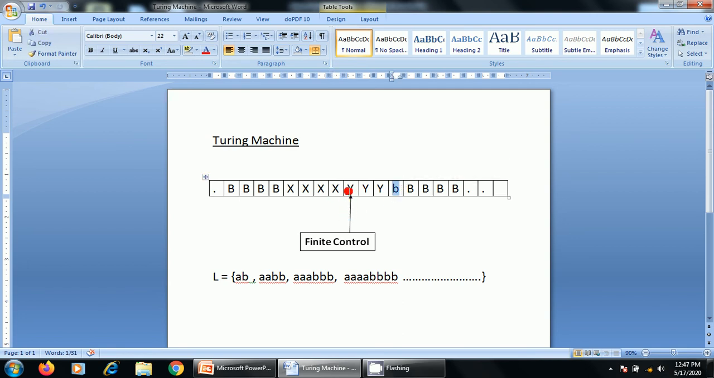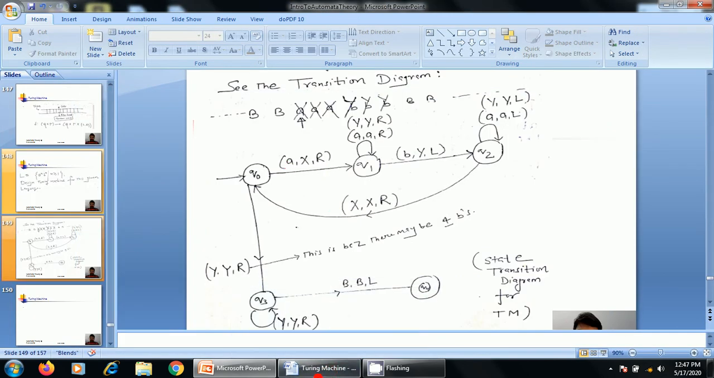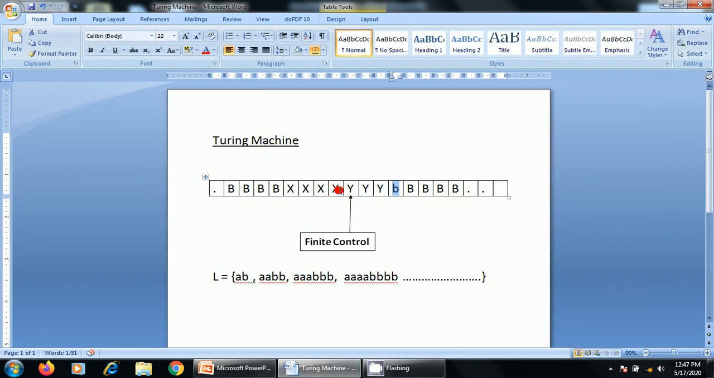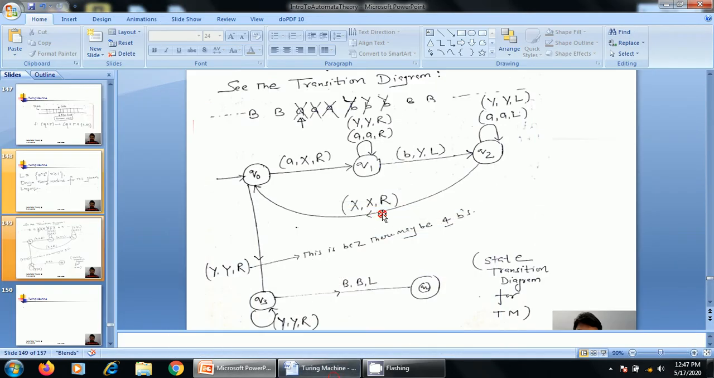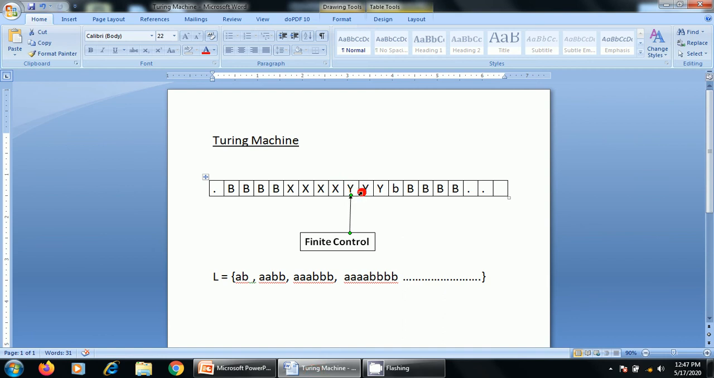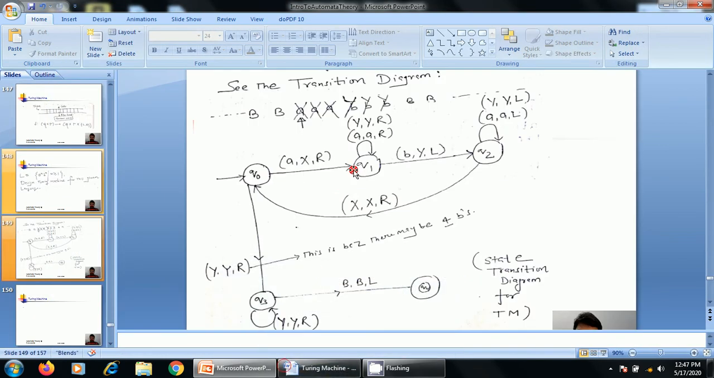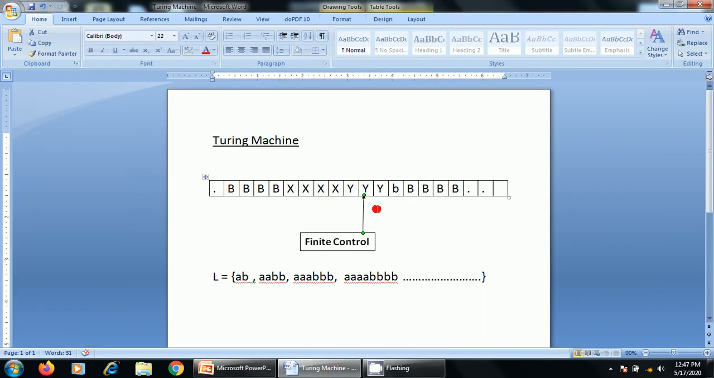Now the machine will cross all Y. If there is A, make it X and move right. Now it is a Y. Now the machine will cross all Y. If there is a Y, keep it Y and move right. There may be many Y, that is why there is a loop. If Y, keep it Y and move right.